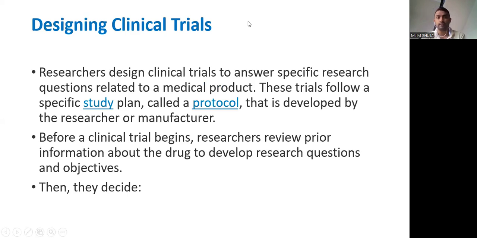Designing clinical trials. Researchers design clinical trials to answer specific questions related to the medical product. These trials follow a specific study plan called a protocol that is developed by the researcher or manufacturer. Before the clinical trial begins, researchers review prior information about the drug to develop research questions and objectives.